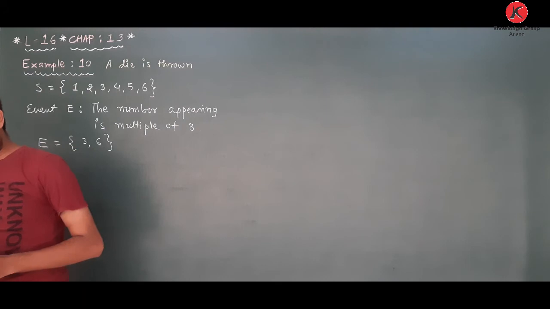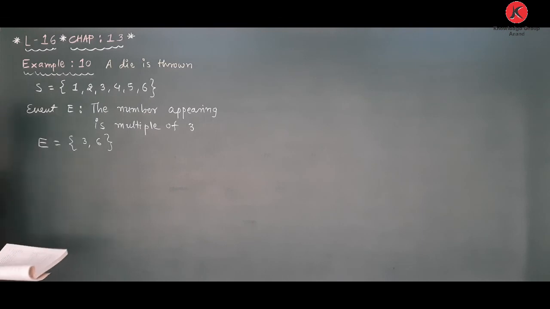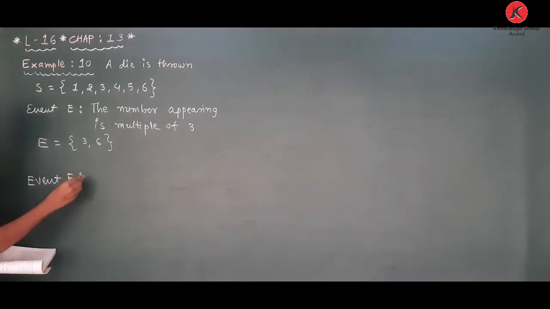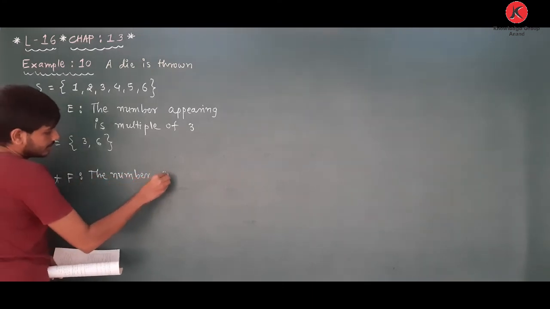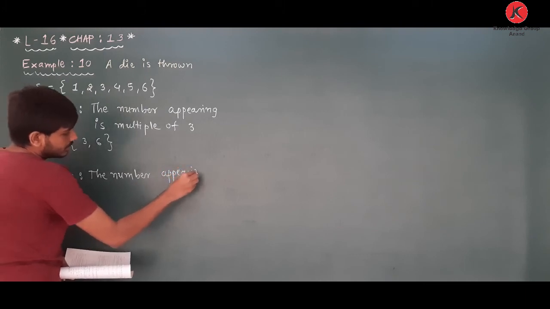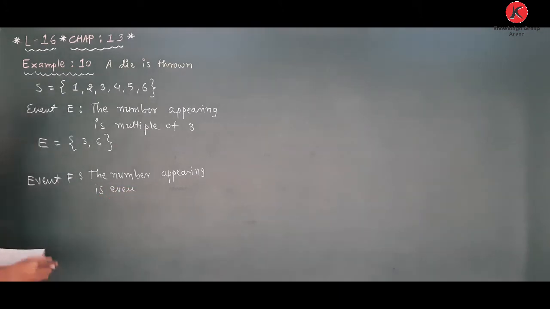F is the event: the number appearing is even. We have given the event the name F. Therefore I am writing down the event F: the number appearing is even. Therefore, we know that F has the favorable outcomes 2, 4 and 6. These three numbers are the even numbers for this case.